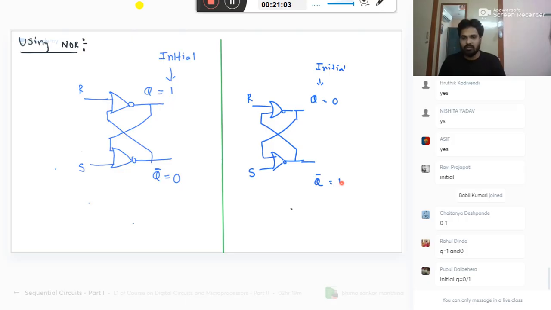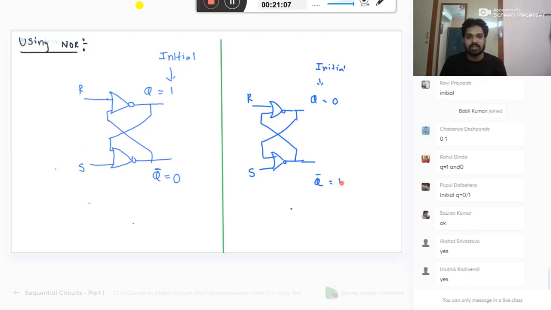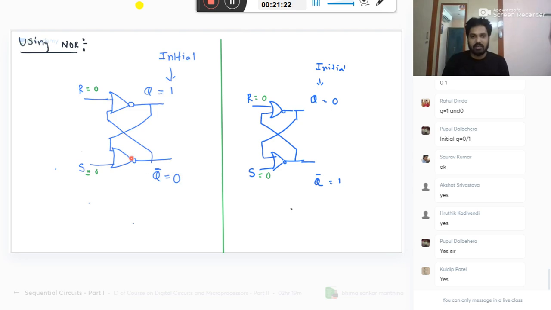Is it okay, everybody? Now, I want to analyze how this circuit will work when S equal to 0, R equal to 0. Tell me, is there any disable input to the gate? Only tell me about S and R. Forget about this part. There is no disable input, then you should analyze in your way.